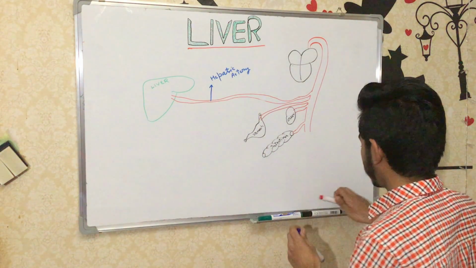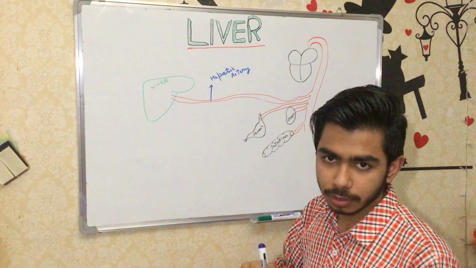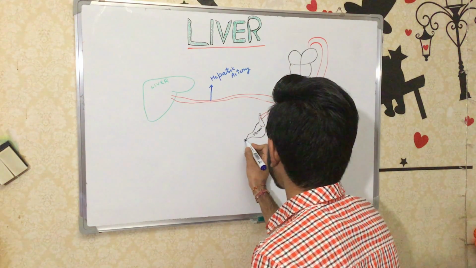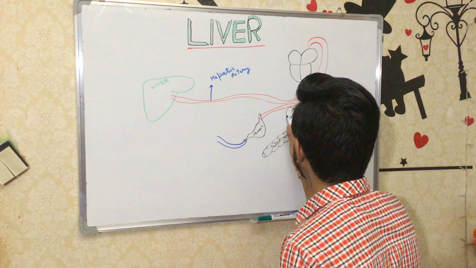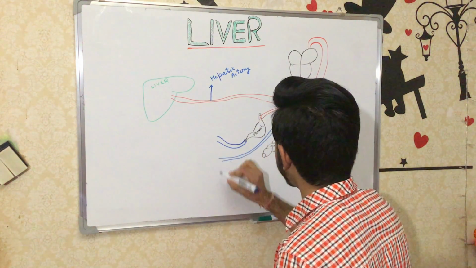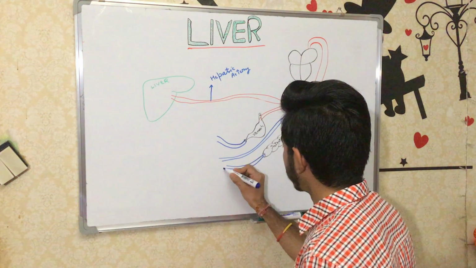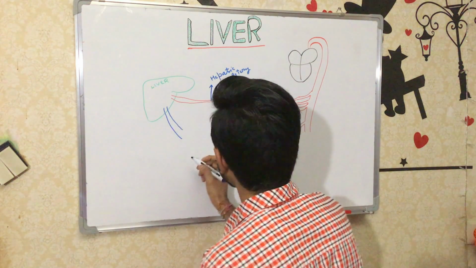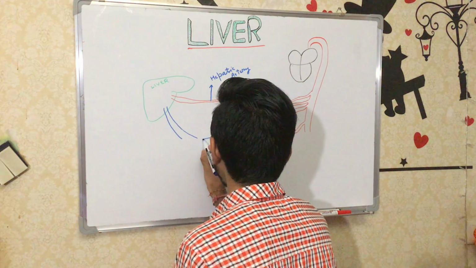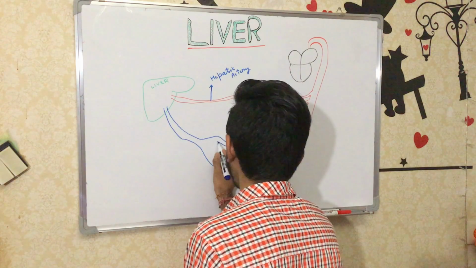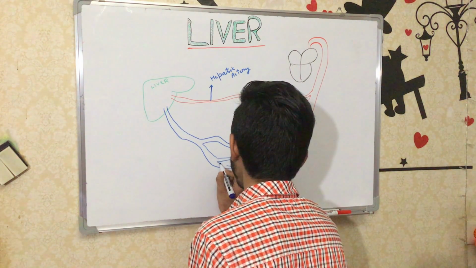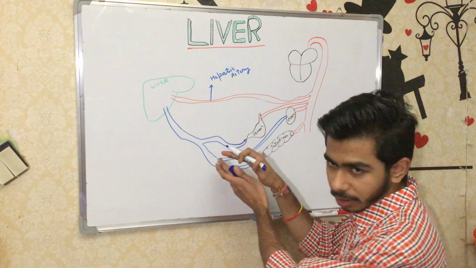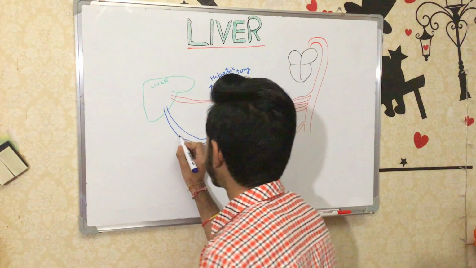Now the deoxygenated blood will go to the liver. So the veins will carry the deoxygenated blood, as we all know. So the veins from the stomach, veins from the spleen, splenic veins, and the veins from the intestine will join into one single vein. So for example, the veins coming from the spleen, stomach and the intestine will join to each other and will form a single vein, and that vein will be called the portal vein.